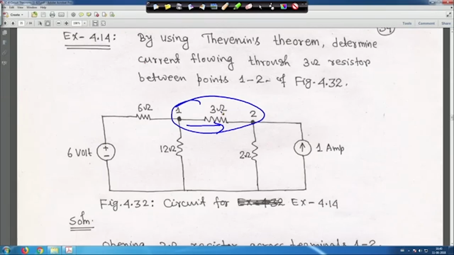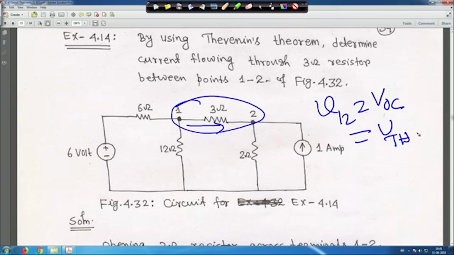So, first you have to open it and find out V 12, which is equal to V OC, open circuit, which is equal to V Thevenin, same thing, right. So, that you have to find first. After that you also have to find out your R Thevenin. Now, if you open this 3 ohm resistance, first you remove it.